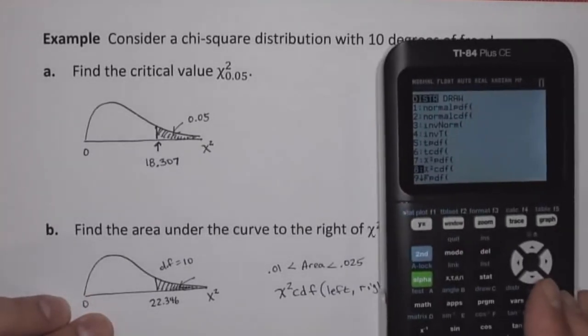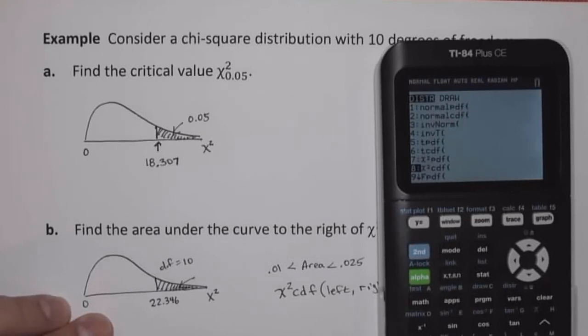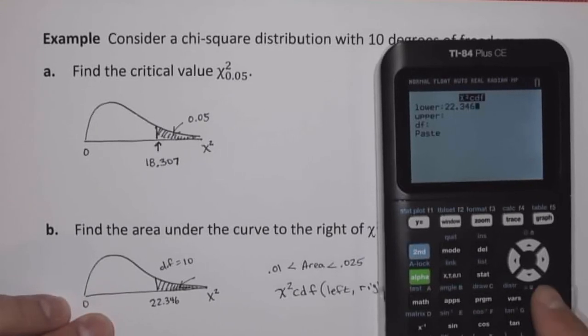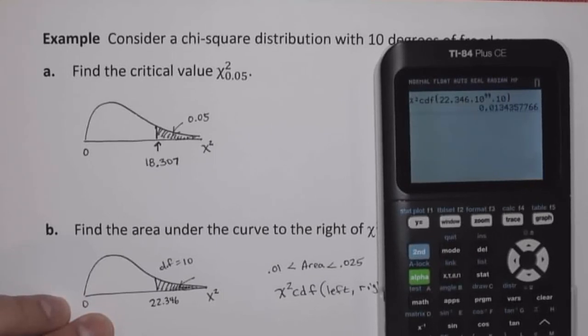So if I select the chi-square CDF command, my lower bound in this case is 22.346, so I'm going to type that in. I do not really have an upper bound, so I'm going to use a large positive number, 10 to the 99. I'm going to enter my degrees of freedom, in this case 10, and paste. If you have an older calculator, you won't get that window. You'll have to type this in directly, like is shown here. When I hit enter, I get 0.0134.